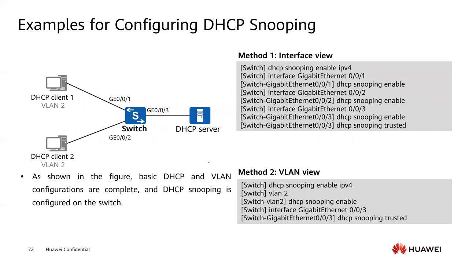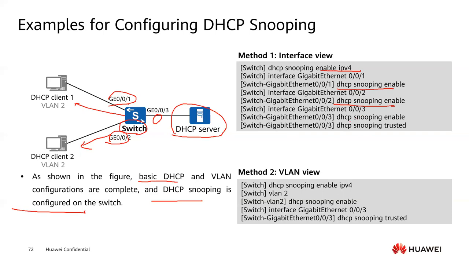Okay, now let's look at an example of configuring DHCP snooping. In this topology, we have a switch and a DHCP server. The switch has three interfaces. This interface is connected to client one, and this one is connected to client two. We need to deploy basic DHCP snooping. So what do we need to do? The first configuration method is using the interface view. We need to enable DHCP snooping globally first, and then set these two interfaces to DHCP snooping enabled. For this interface, we need to enable the DHCP snooping function and set it to a DHCP snooping trusted interface.